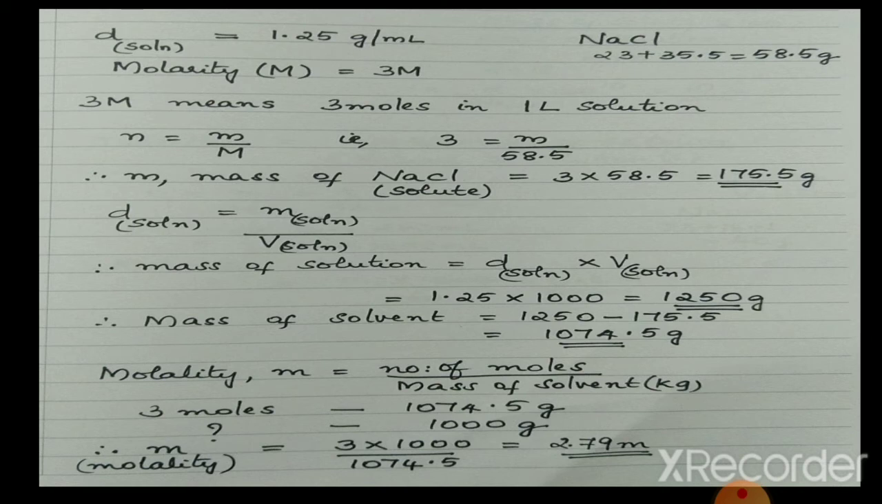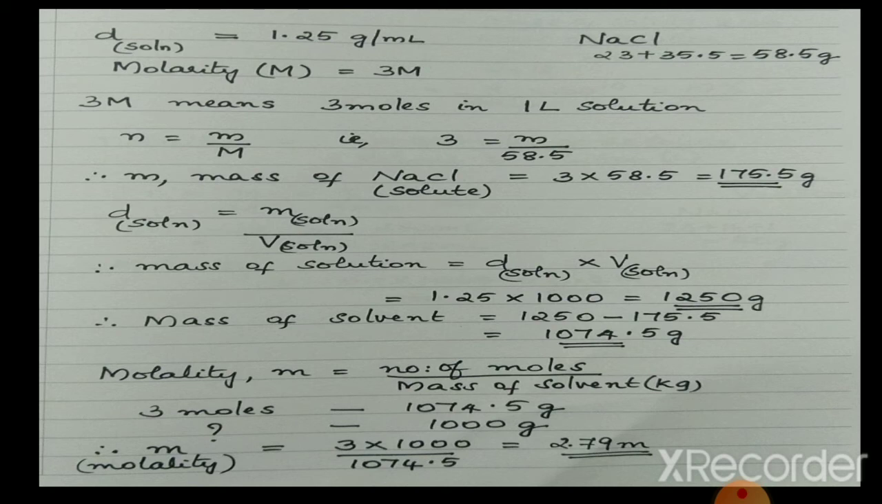So what is the mass of 1 mole of sodium chloride? It will be equal to 23 plus 35.5, that gives you 58.5 gram. So 58.5 gram is the mass of 1 mole of sodium chloride. How many moles of sodium chloride are present in our solution? 3 moles. So what mass of sodium chloride will be present in 3 moles? 1 mole contains 58.5, so 3 moles will contain 3 into 58.5, which is equal to 175.5 gram. So that is the mass of the solute.